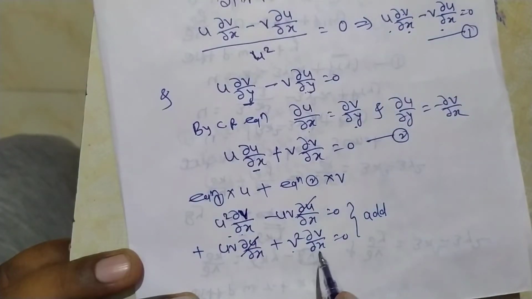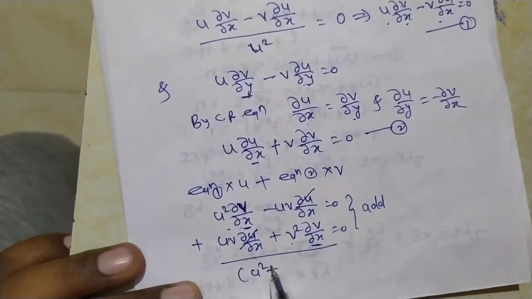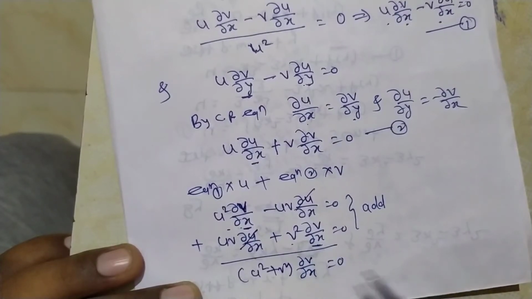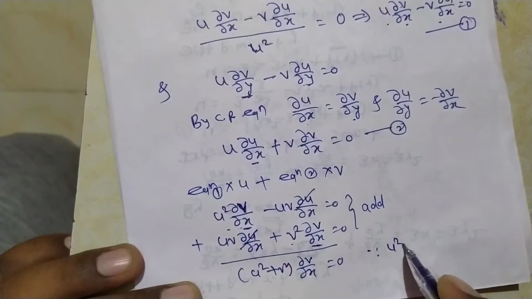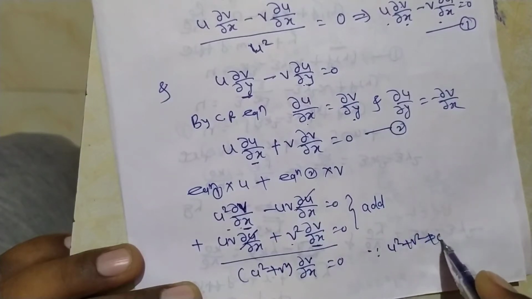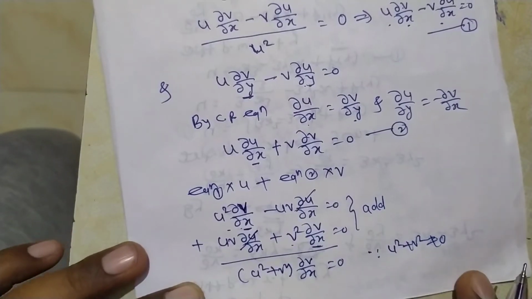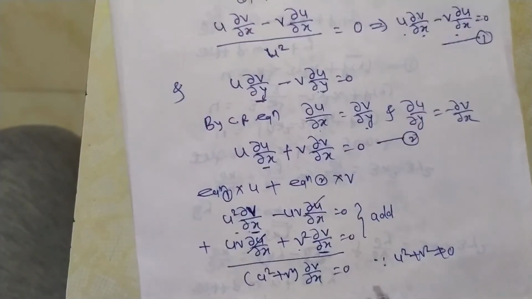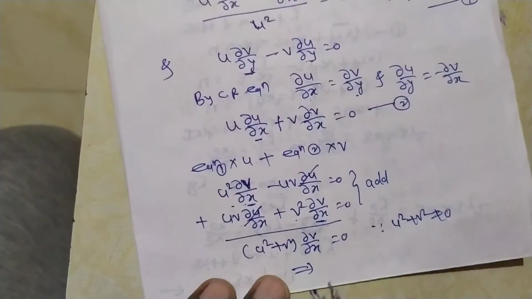So if we take addition, this ∂v/∂x we can take common, and then in bracket u square plus v square is there into ∂v/∂x equal to 0. But u square plus v square is not equal to 0. Why is u square plus v square not equal to 0? Because this is the modulus of f of z. Okay, and therefore ∂v/∂x equal to 0.